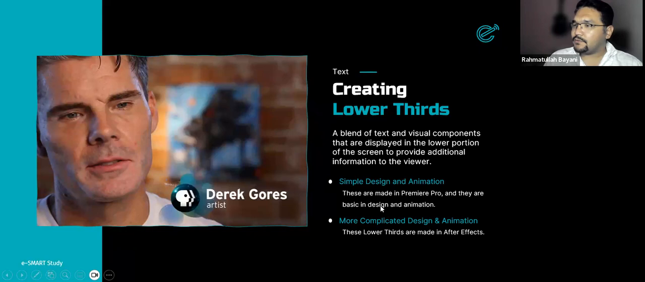So we are going to design a simple lower third for our videos, and we are going to animate that. For more complicated and more designed lower thirds, you can find them through some online resources. There are a lot of lower thirds available online. And if you want to make a more complicated one yourself, I think that is not possible in Adobe Premiere, and you have to be familiar with Adobe After Effects. So you can create a lower third and use that in all of your projects as well.